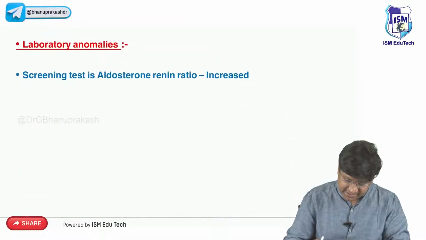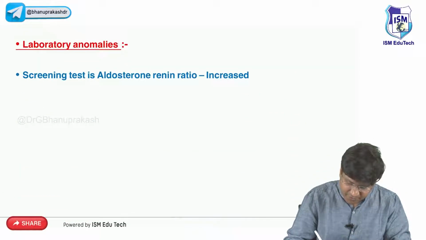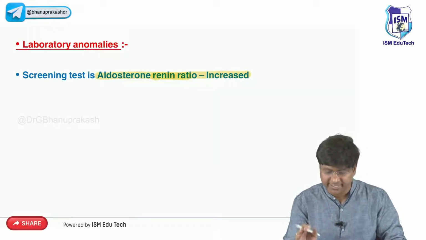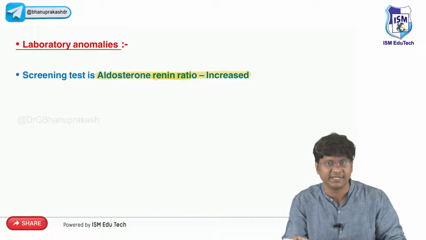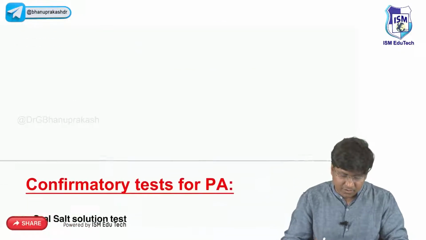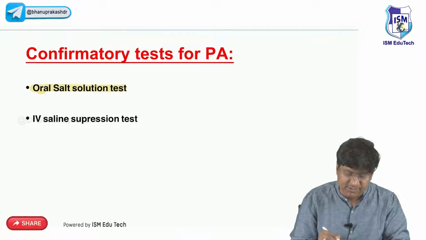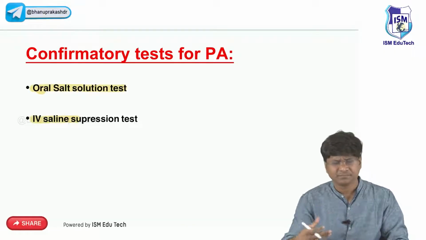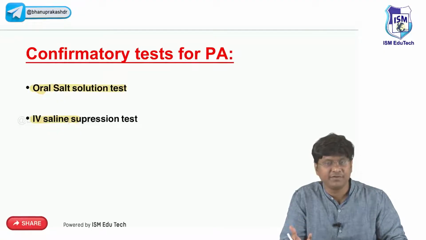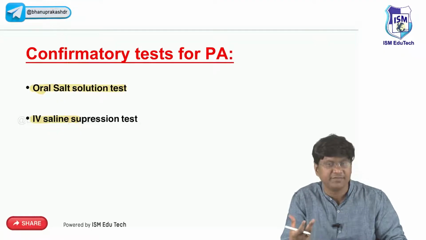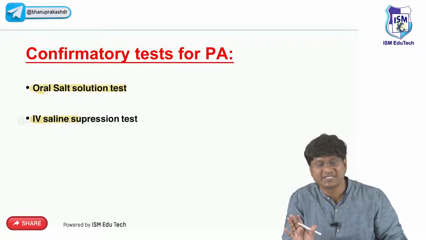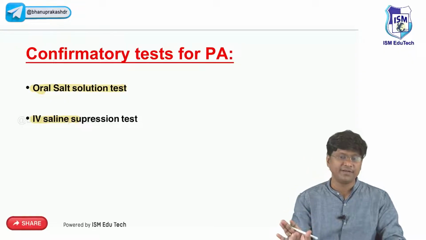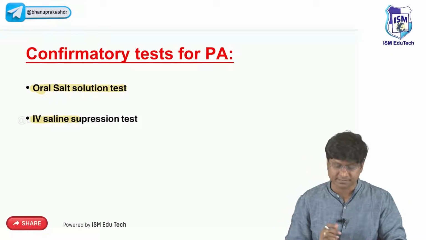Now, what is the screening test for Conn syndrome? The screening test will be the aldosterone renin ratio, right? The aldosterone renin ratio is increased. That is the screening test. But what will be the confirmatory test? That is the oral salt loading test and the IV saline suppression test. So what is this? In spite of giving oral salt or in spite of giving IV saline, the aldosterone levels will still remain high. That will be the confirmatory test for primary hyperaldosteronism, right?